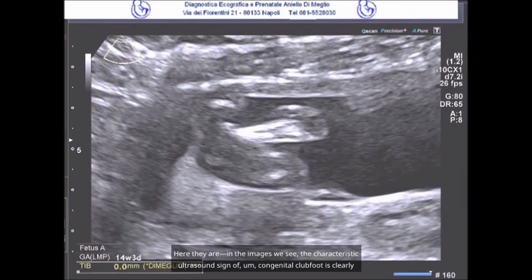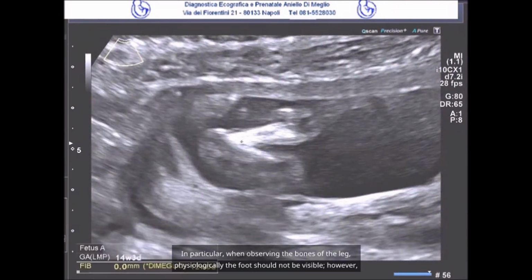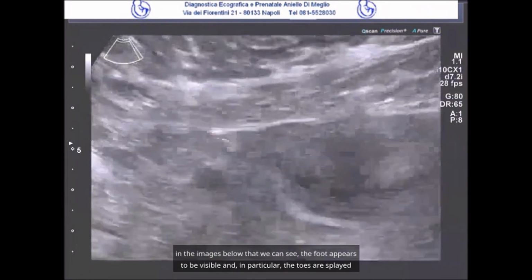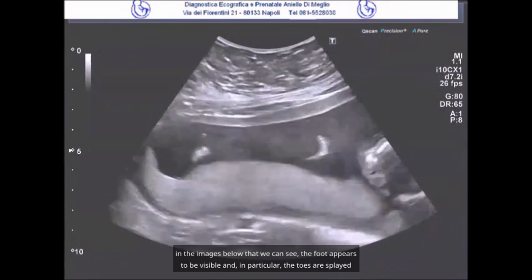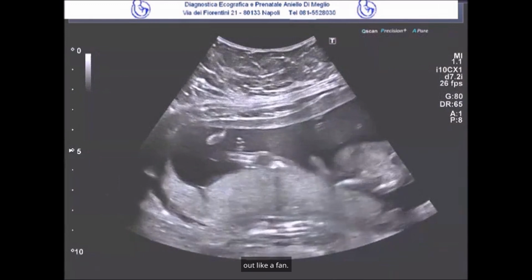We see the characteristic ultrasound sign of congenital clubfoot is clearly evident. In particular, when observing the bones of the leg, physiologically the foot should not be visible. However, in the images below that we can see, the foot appears to be visible, and in particular, the toes are splayed out like a fan.